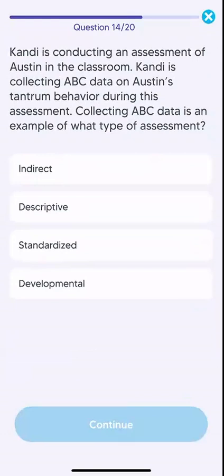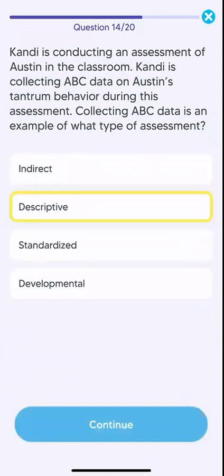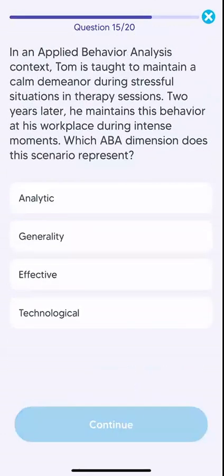Candy is conducting an assessment of Austin in the classroom. Candy is collecting ABC data on Austin's tantrum behavior. During this assessment, collecting ABC data is an example of what type of assessment? Indirect, descriptive? ABC is descriptive. Yes, descriptive. Okay.